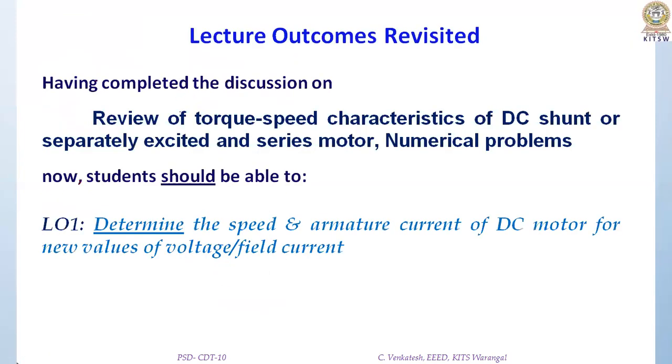So dear students, we have come to the end of the session. Today we have discussed the different types of DC motors that are used in DC drives and their torque speed characteristics, considering the basic equations. And we have seen how to solve a problem to understand the effect of voltage and the field current on the speed and armature current. So by now we can solve similar problems, and you should be able to determine the speed and armature current of a DC motor for new values of voltage or field current.